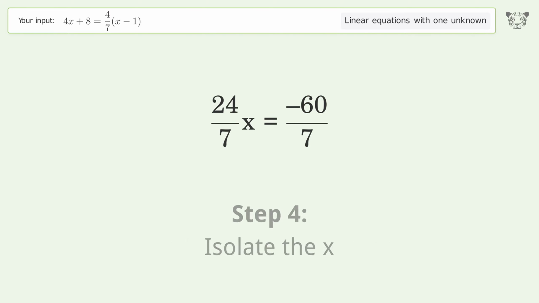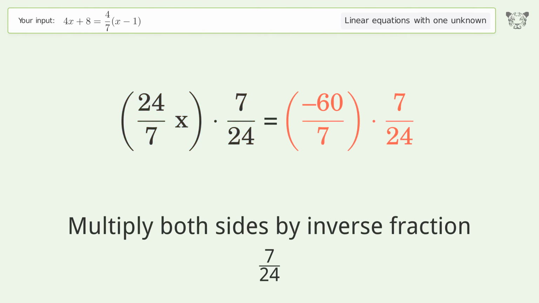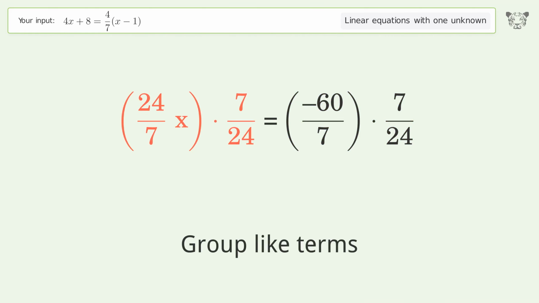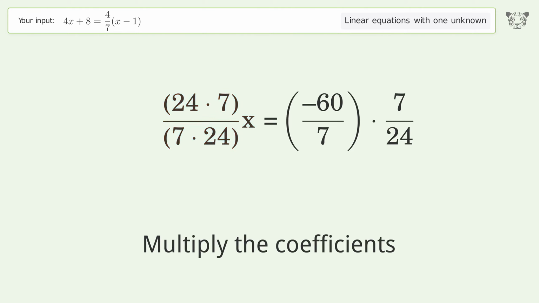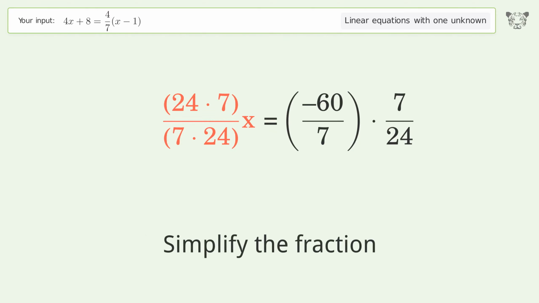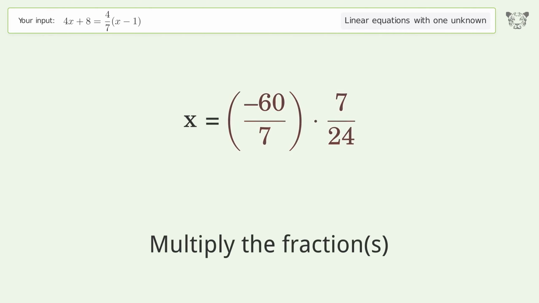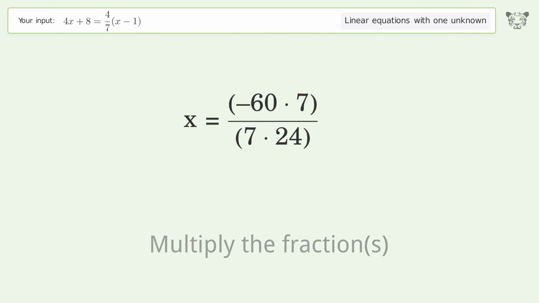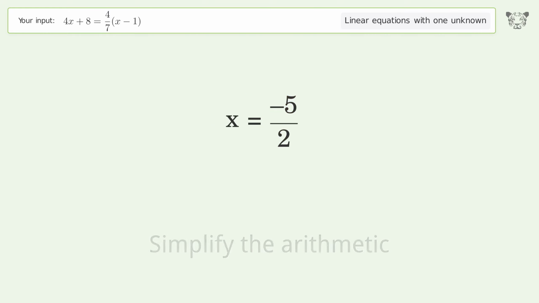Isolate the x. Multiply both sides by inverse fraction 7/24. Group like terms. Multiply the coefficients. Simplify the fraction. Multiply the fractions. Simplify the arithmetic. And so the final result is x equals -5/2.